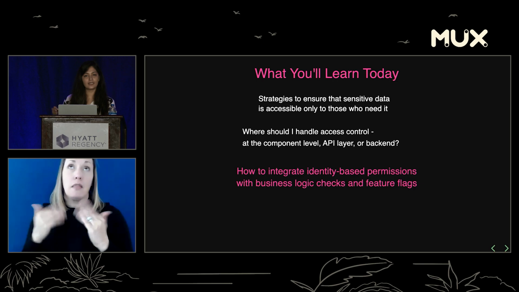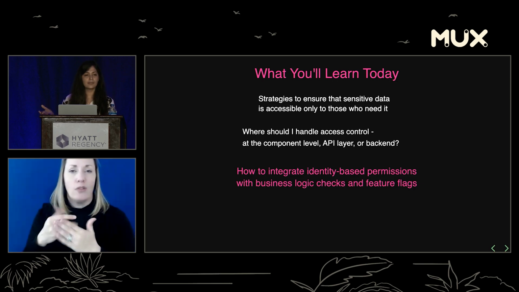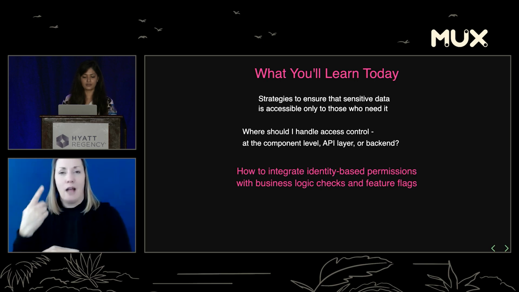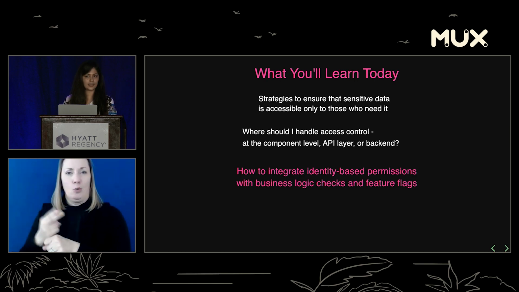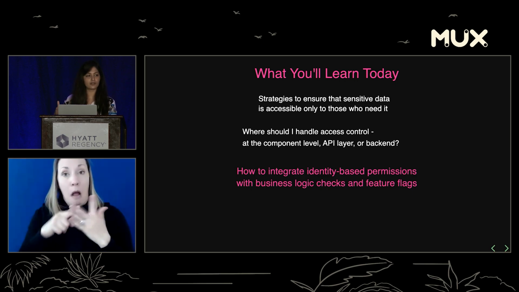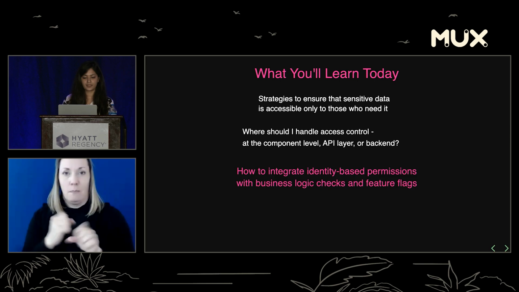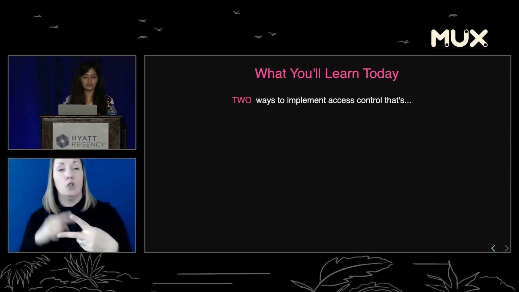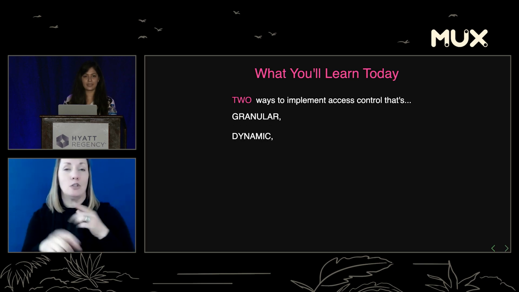Then you might consider another layer of complexity. How do I integrate all these permission checks with business logic and feature flags so that certain features are only available to specific users? So by now, I hope you realize that access control is not a single decision, and you'd have to think through multiple layers in your architecture in order to get it right. So how do we do this? In today's session, we are going to go over all of this and explore two ways to implement access control. That's granular, dynamic, and scalable.